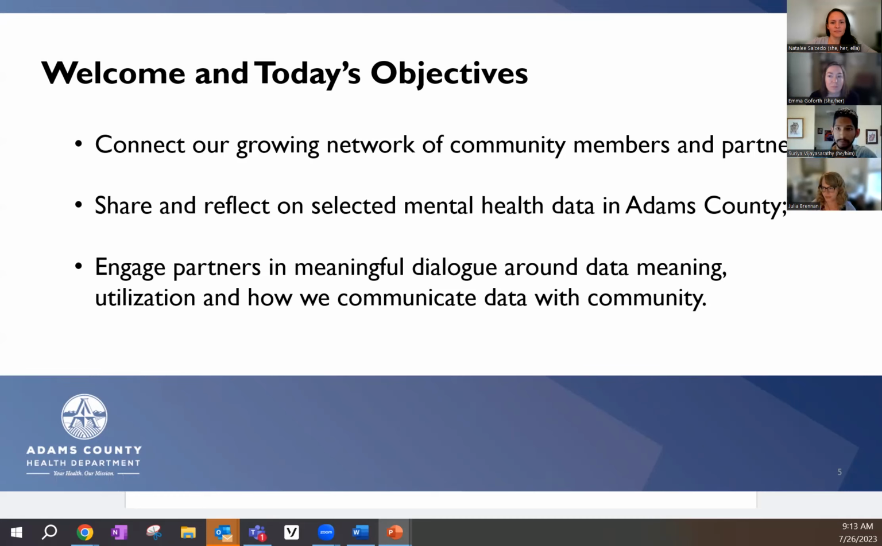We know data is important for us to understand what's really happening in our communities. And we know that this is something that you all really want. You have asked for conversations about data, really diving deep into the data. So we want to provide that here today so that we can have a meaningful dialogue about what the data means, how to use it, and how we communicate that data to our community.